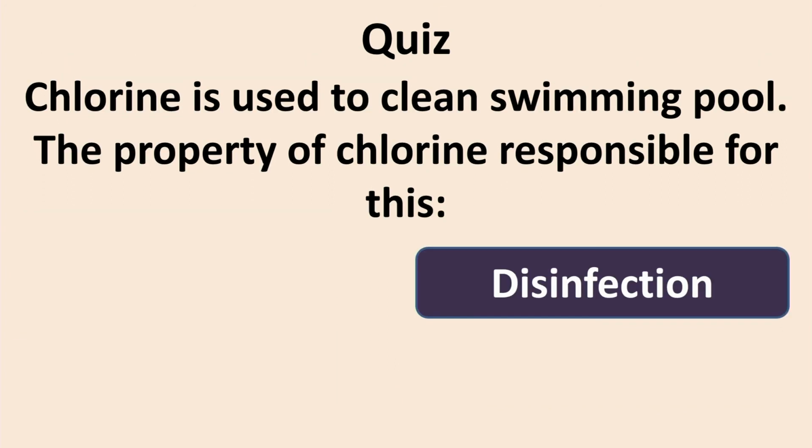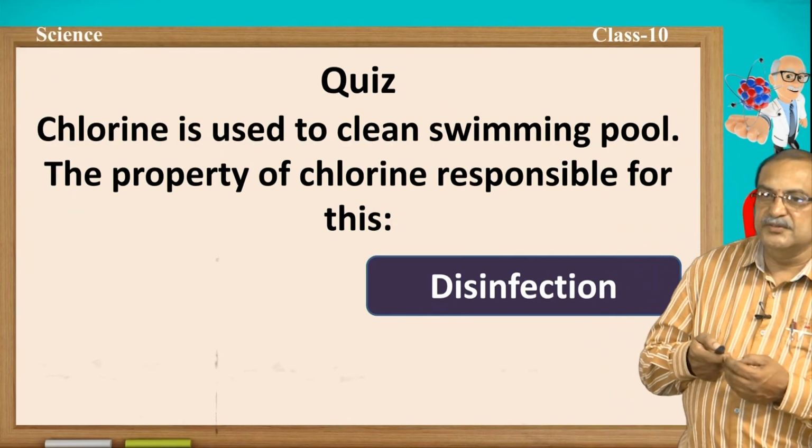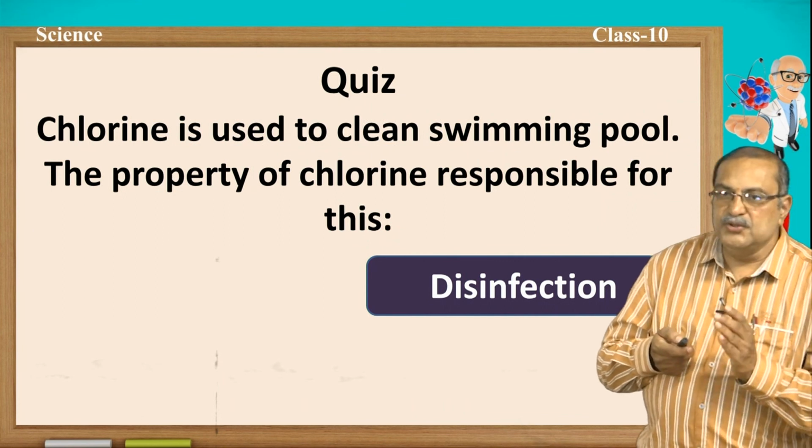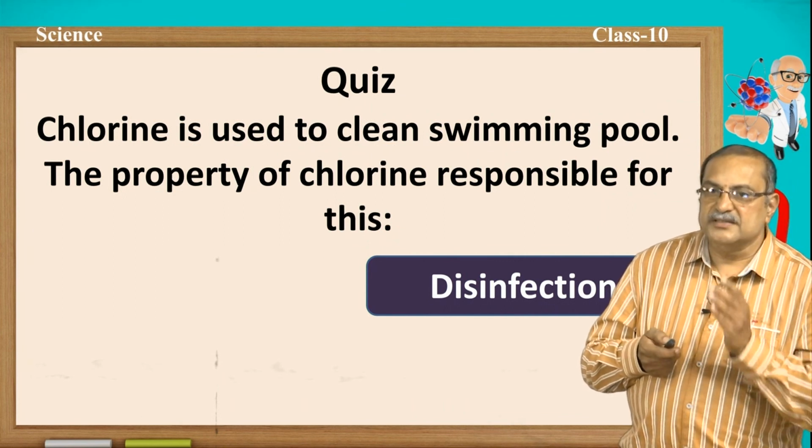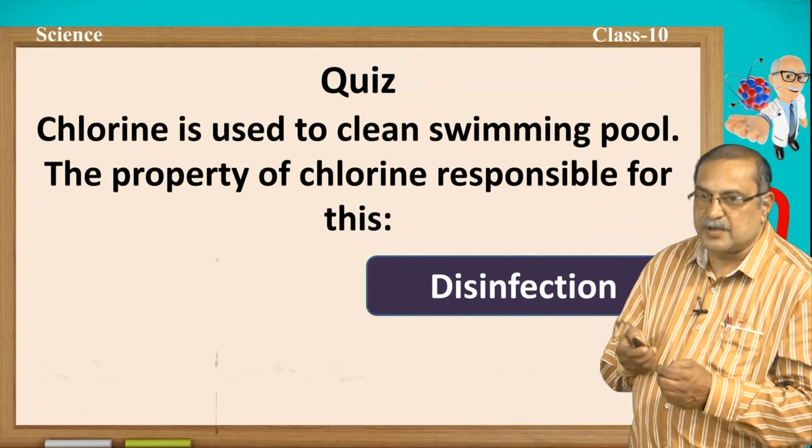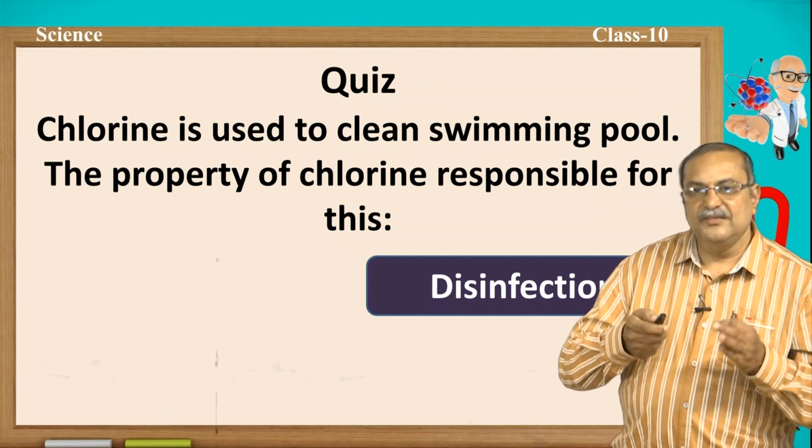Good. Disinfection. Chlorine is used to clean the swimming pool because it has the disinfection property. So, this is the one which is correct.